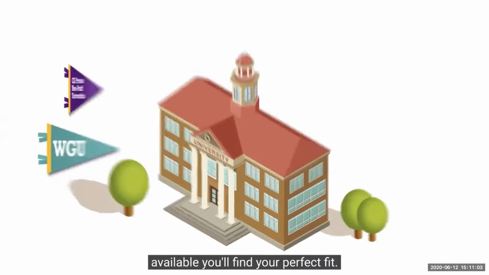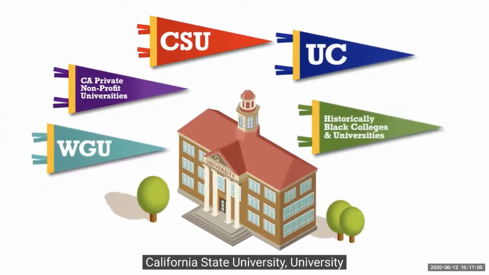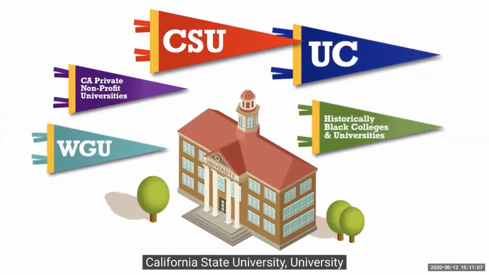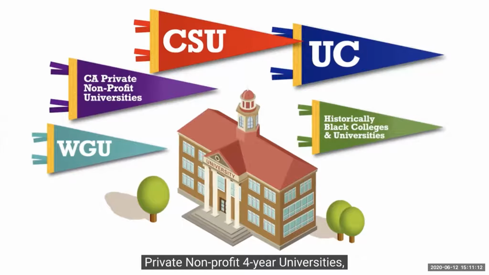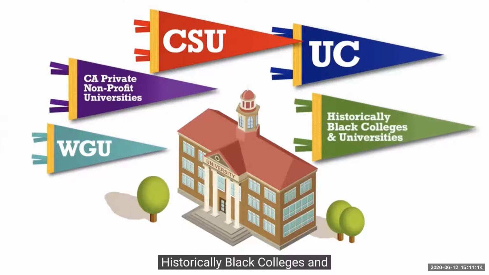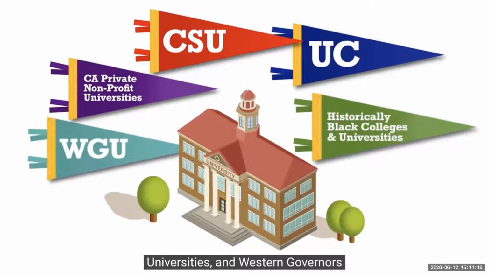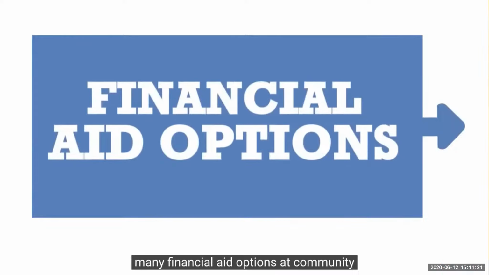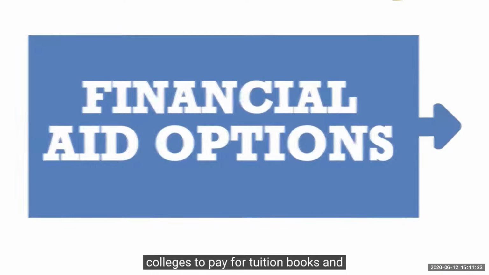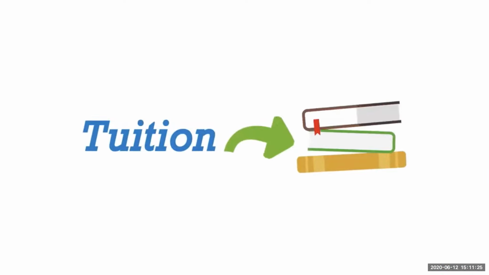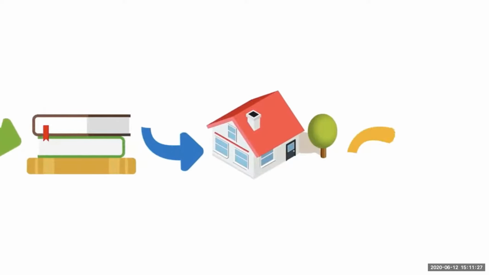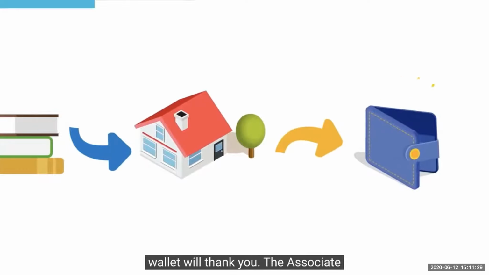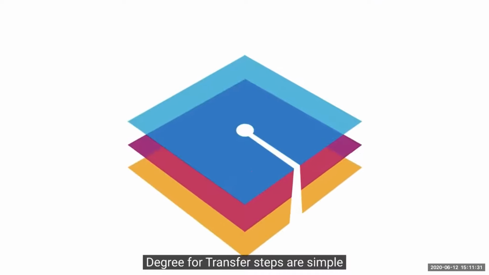And with more transfer options available, you'll find your perfect fit. California State Universities, University of California, participating California private nonprofit four-year universities, historically Black colleges and universities, and Western Governors University, a fully online college. With many financial aid options at community colleges to pay for tuition, books, and sometimes even help with rent, your wallet will thank you. The associate degree for transfer steps are simple.